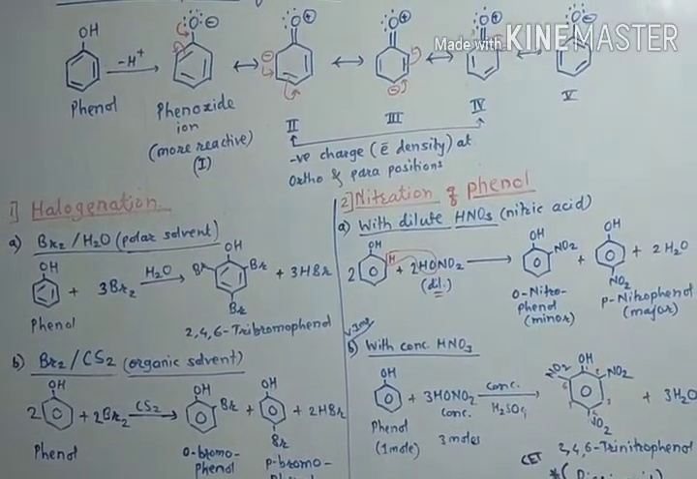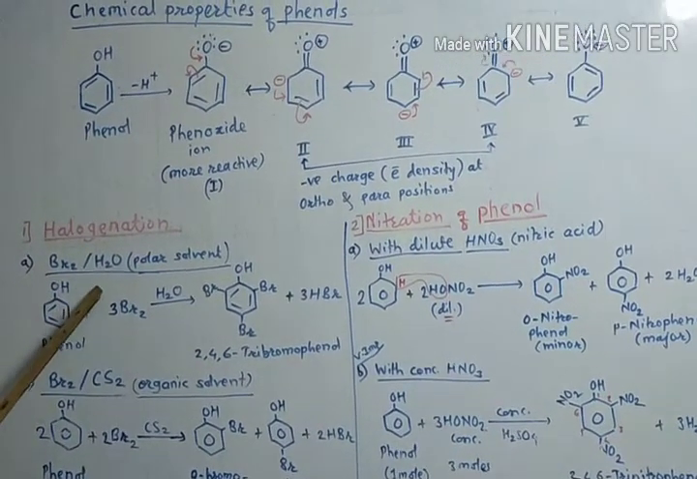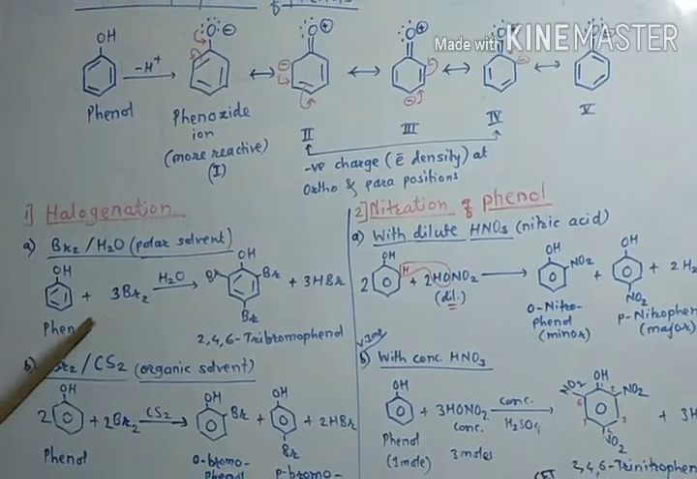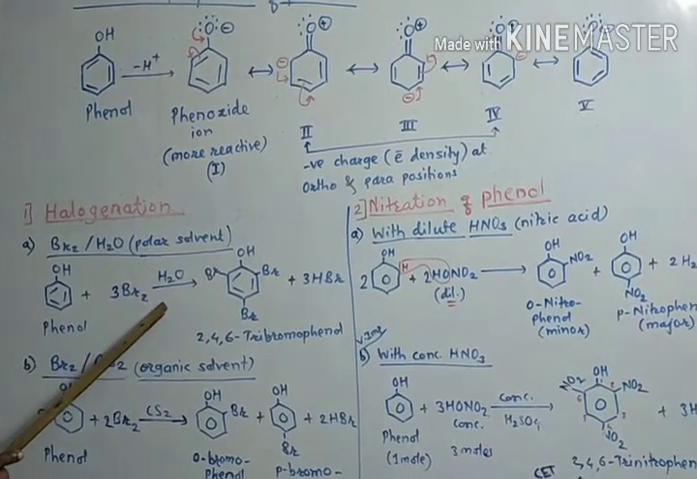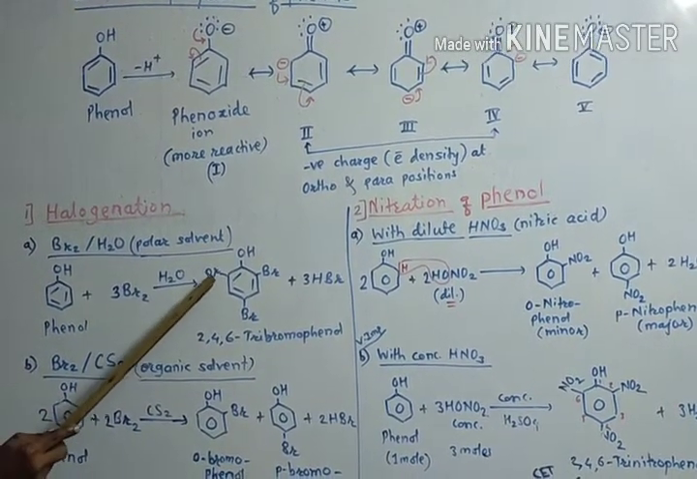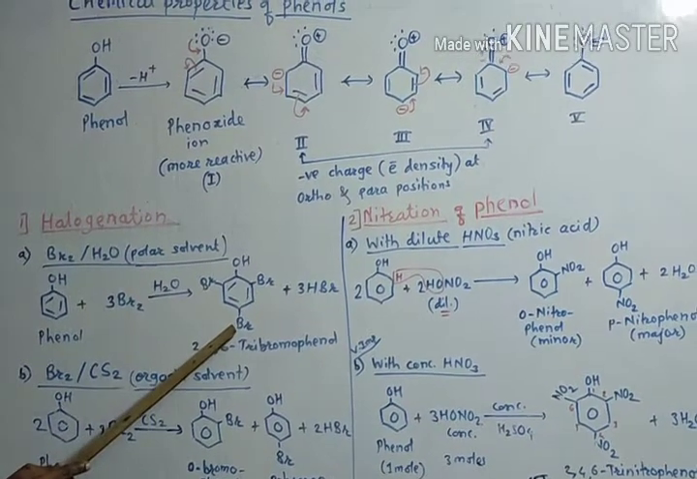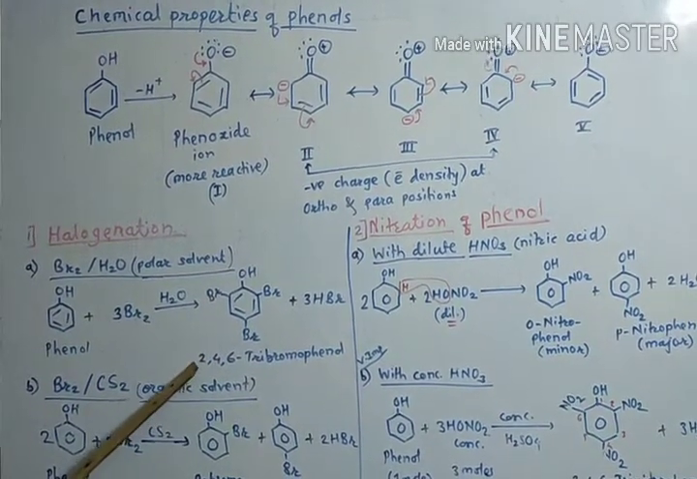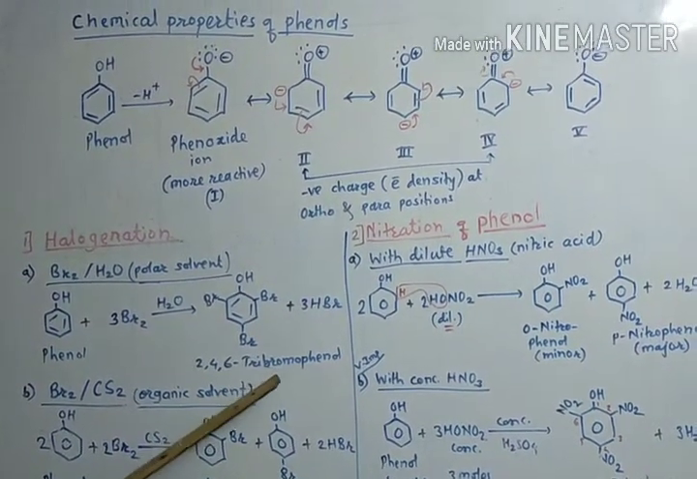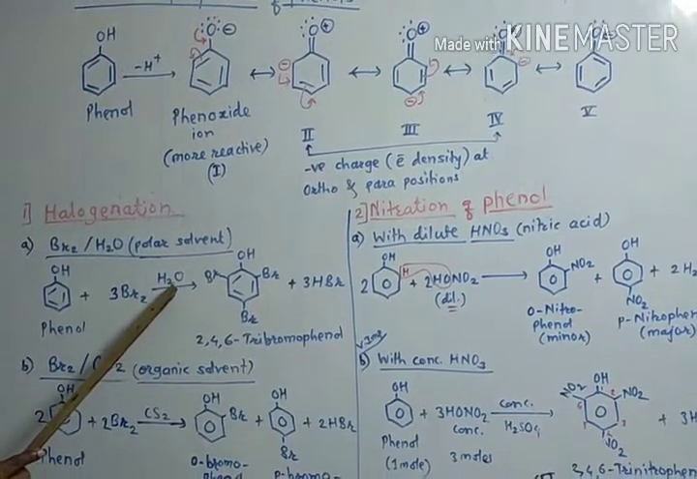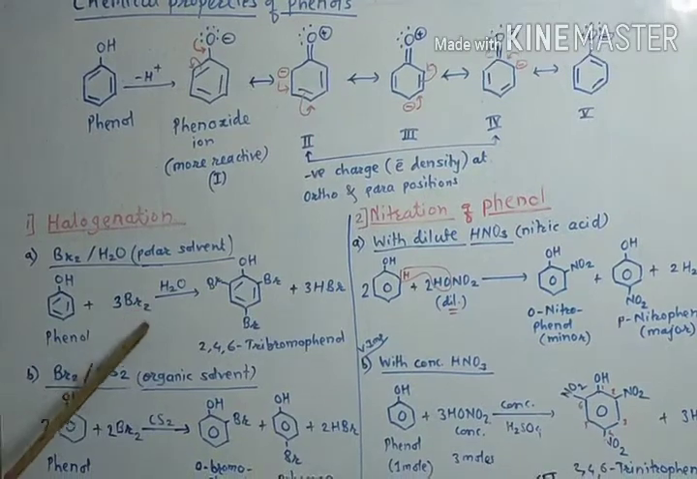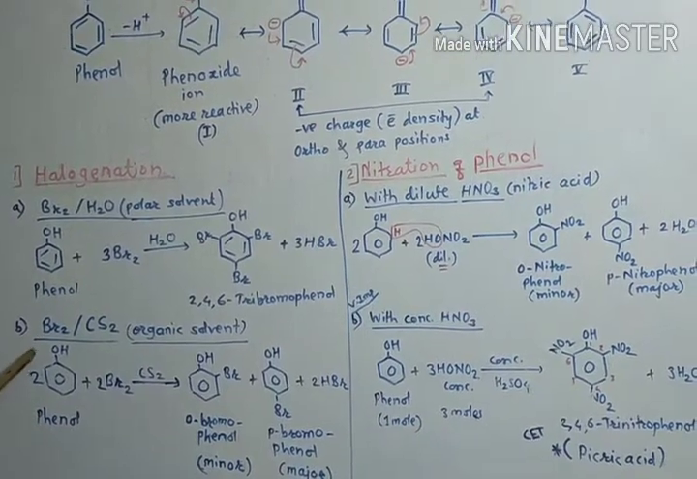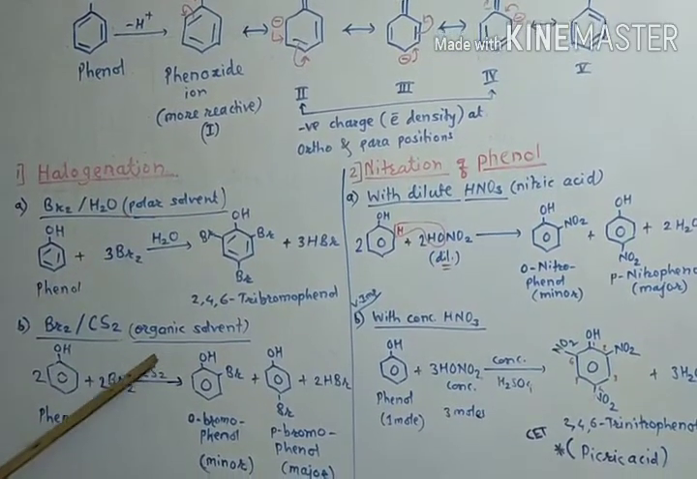Now in halogenation, first type: bromine in water. So water is used as a polar solvent. Now see the reaction when phenol is treated with bromine in a polar solvent like water. So you will see that 3 Br atoms, or bromo groups, are attached to the two ortho positions and 1 para position. So there is a formation of 2,4,6-tribromophenol when the polar solvent water is used in the halogenation. Now you see the second step. Bromine reaction with the same bromine, but the solvent is now changed.